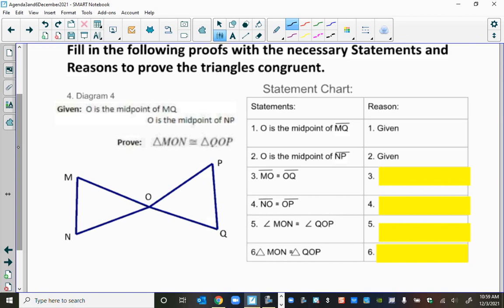So they said O was the midpoint of MQ. And O is the midpoint of NP. So, if O is the midpoint of MQ, what can we say about the distance from M to O and O to Q? They are congruent. MO, OQ. That's midpoint or segment bisector. So either one, I will give it to you.